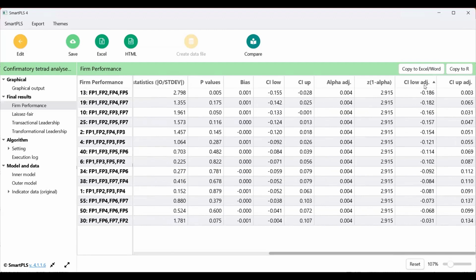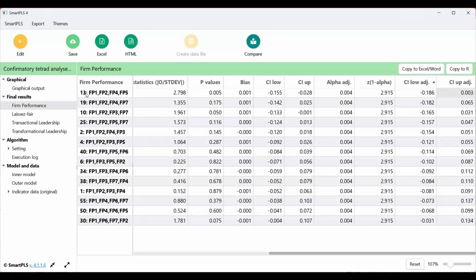So the CI low adjusted. The confidence interval for the lower part of the calculation starts with negative 0.186, and then the higher adjusted confidence interval is 0.03. The movement from negative to positive means that there is zero inside these two values, because you move from negative to positive and for that matter you have to cross zero. Once you cross zero, it means that the reflective assumption is not violated.